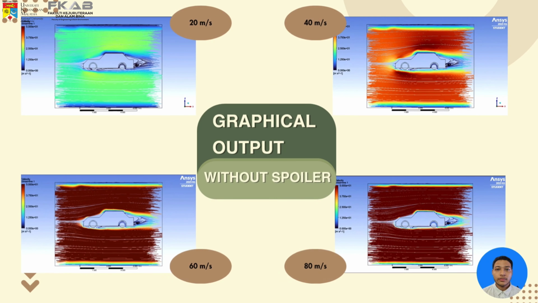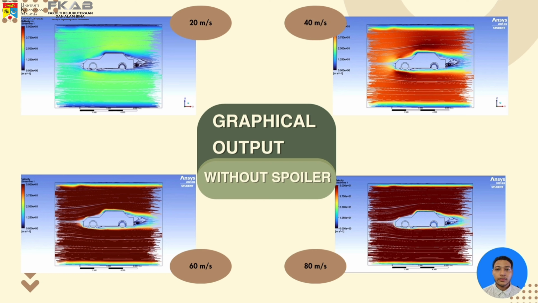In this analysis, I examined the airflow behavior around the 2D car body without a rear spoiler using ANSYS Fluent. The simulation was conducted at 4 different speeds: 20, 40, 60 and 80 meters per second. The purpose was to observe how the air interacts with the car surface and how the wake region forms behind it. From the velocity contour plot, it is clear that the airflow accelerates over the top of the car and then slows down significantly behind it, especially at higher speed, at 80 meters per second.